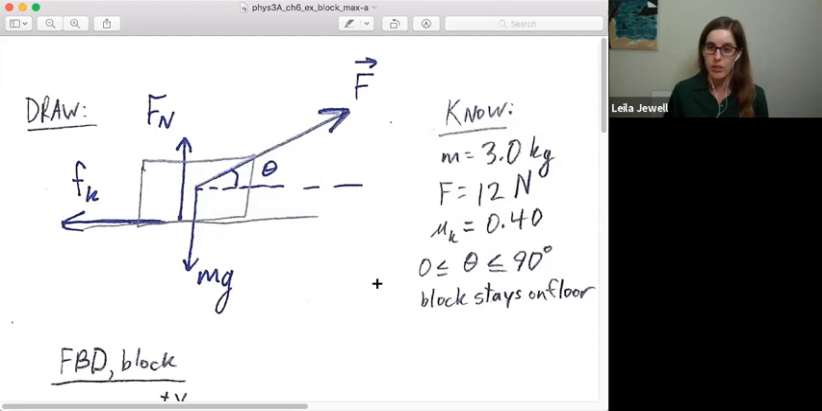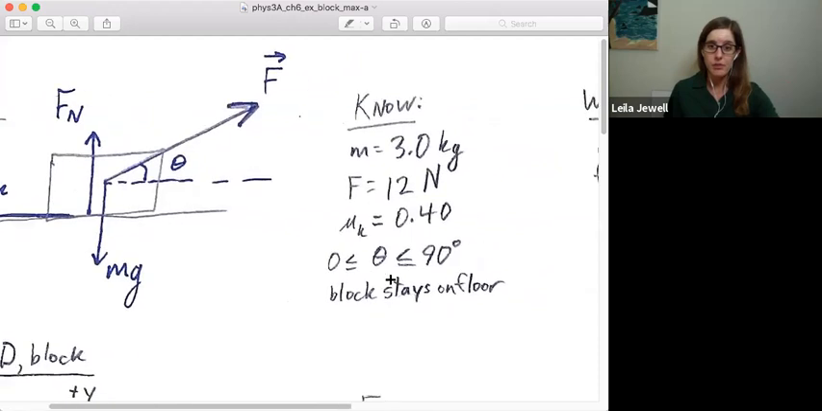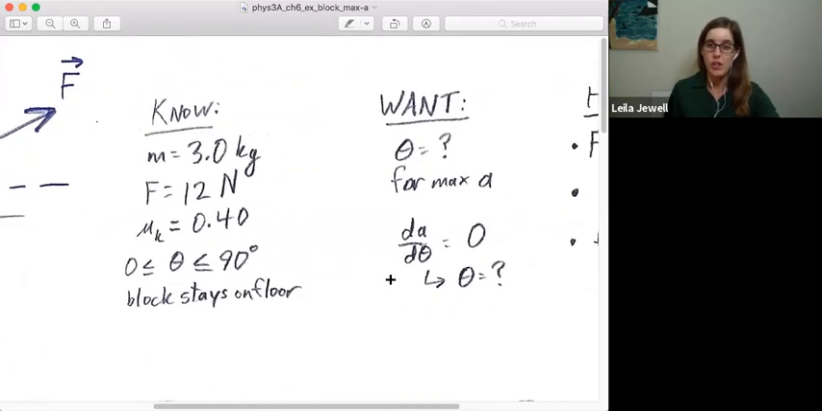So it's going to be along that surface, but going opposite the applied force. And I wrote down what we know, right? Mass, the applied force, coefficient of kinetic friction, angle can vary between 0 and 90, and the block must stay on the floor. So we could continue moving along here. What do we want to know? We want to find theta for maximum a, acceleration. And this is the key.